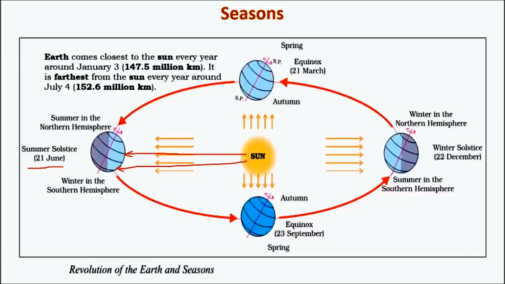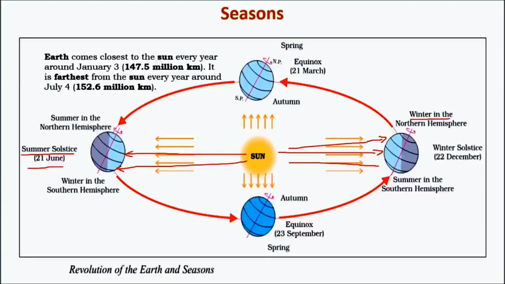As a result, it is summer in the northern hemisphere and winter in the southern hemisphere, and this position is called the summer solstice for the northern hemisphere and the winter solstice for the southern hemisphere. And the exact opposite position occurs on 22nd December, where the southern hemisphere receives direct sunlight and the northern hemisphere receives indirect sunlight. As a result, it will be summer in the southern hemisphere and winter in the northern hemisphere. Hence, this position becomes the winter solstice for the northern hemisphere and the summer solstice for the southern hemisphere.